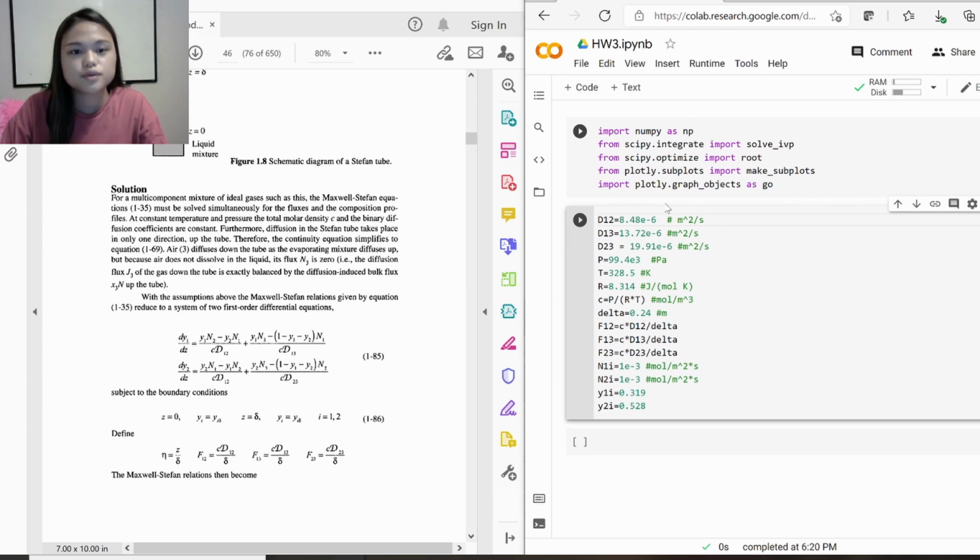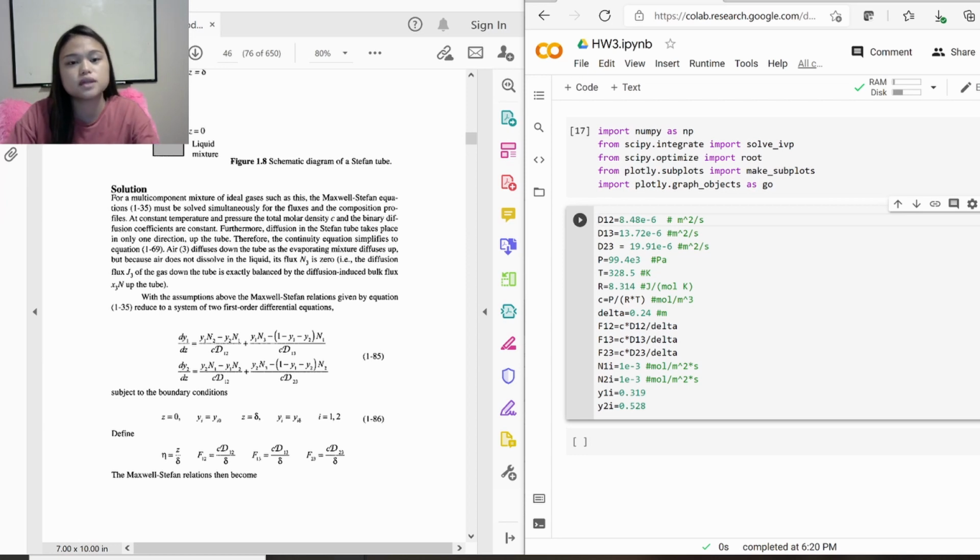Okay, so now we're going to move on to the variables. This is the Maxwell-Stefan pair diffusivity: D12, D13, and D23. We're given these values in the problem statement, and these are in meters squared per second. Then we're also given the pressure and temperature for the system in pascals and kelvins. And then here is just the gas constant in joules per mole times kelvin.